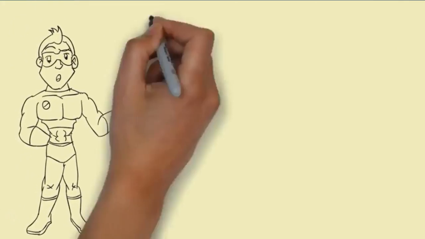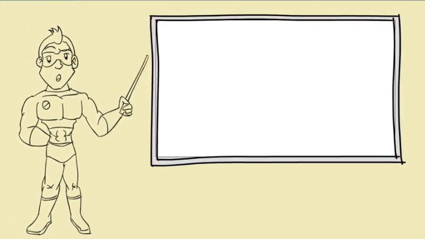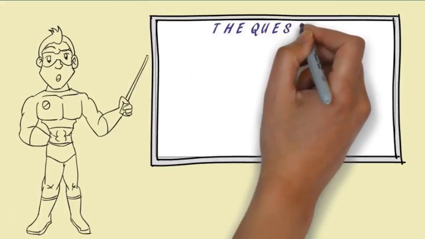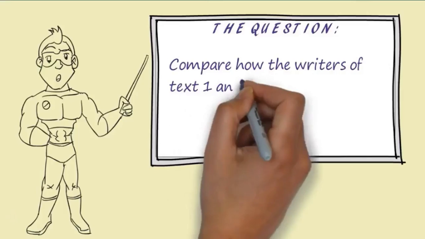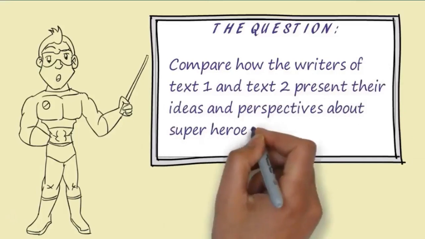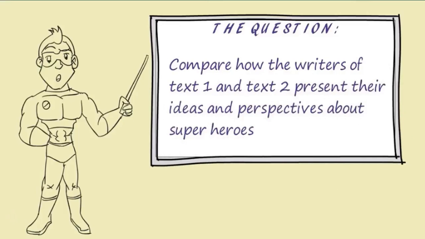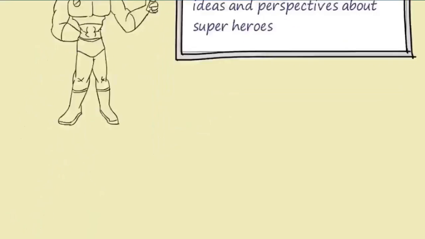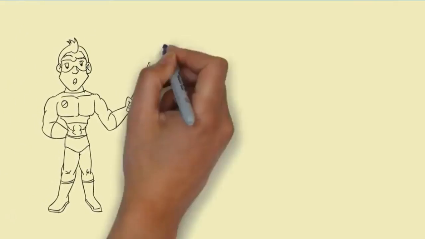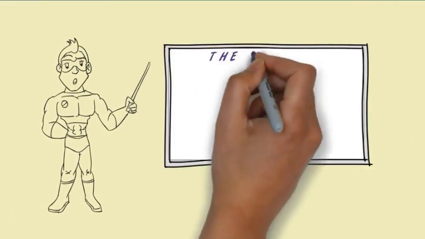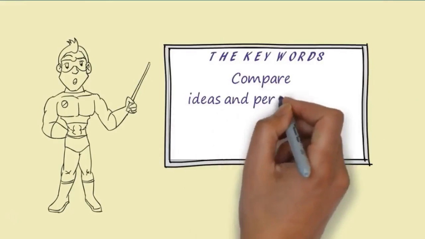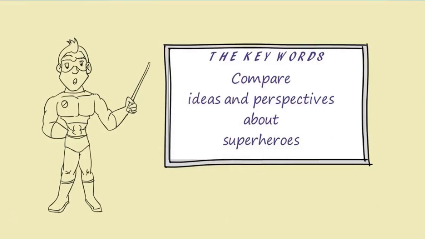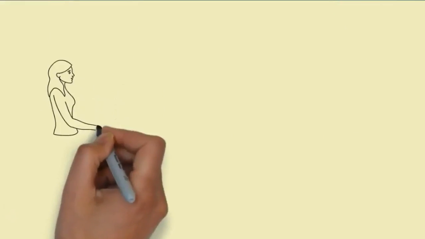Now, when we are trying to identify the aspect, what we need to do is to look at the question. So let's have a look at a typical comparative question. Here we have the question, compare how the writers of text 1 and 2 present their ideas and perspectives about superheroes. When we look at this question, we're looking for the key words, those words that unlock that question and tell us what to focus on. So for that particular question, the key words are compare, ideas and perspectives about superheroes. So we're looking at similarities and differences about superheroes.